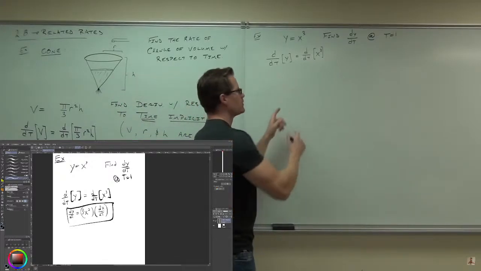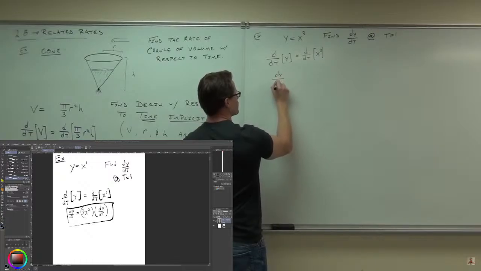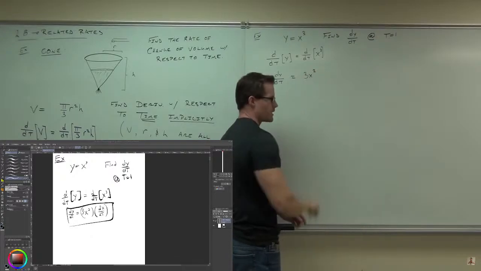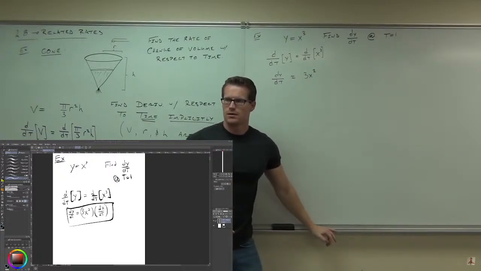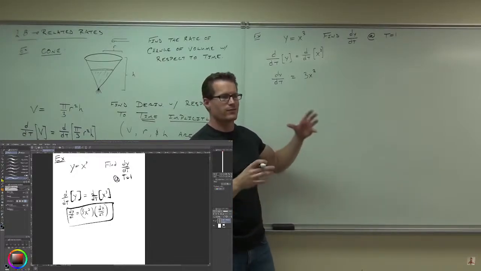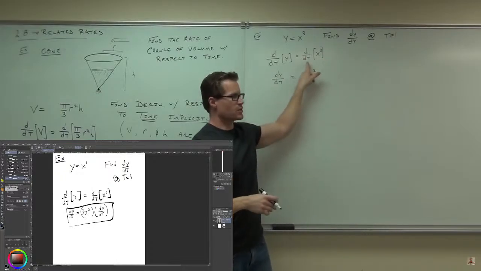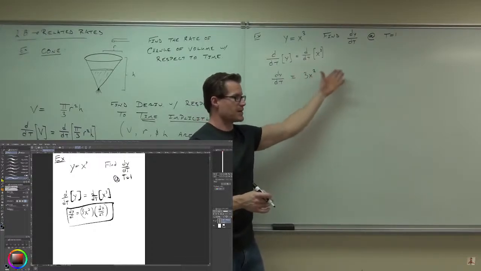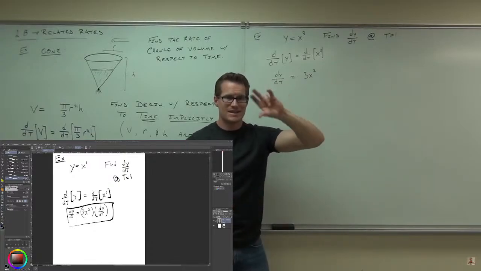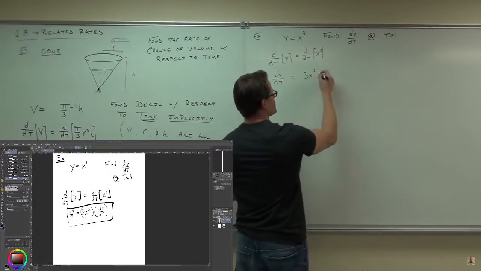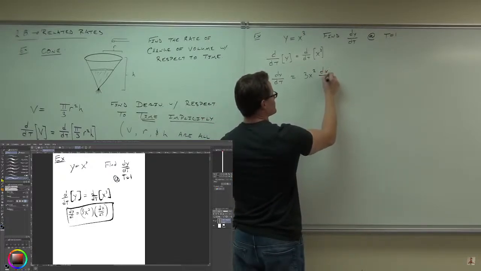So what's this side going to become? dy dt. On the right-hand side, I get 3x squared, right? And that's it? You need dx dt. Look at it. I know we have an x up here, but are you taking it with respect to x? No, you're not. You're taking it with respect to t, implying that x is a function of t. So unless there's an x there, you have to have something after that. Just like we had dy dx, it was in terms of x. So this says I need a dx dt.